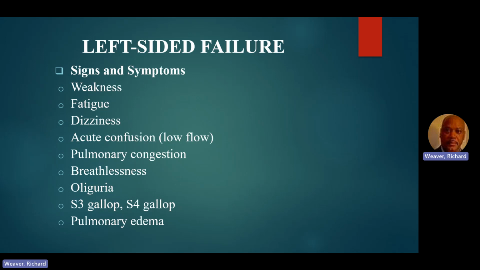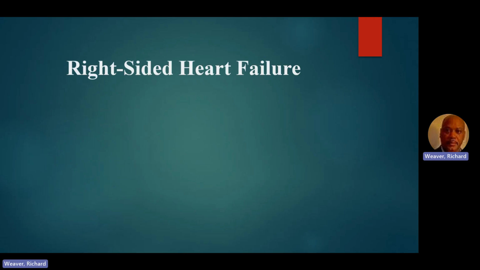And then, of course, there is pulmonary edema. When there's too much volume in the vasculature of the lungs, that volume has to go somewhere, and it seeps into our lung tissue, causing pulmonary edema, which is a medical emergency that we will talk about a little later in the presentation.